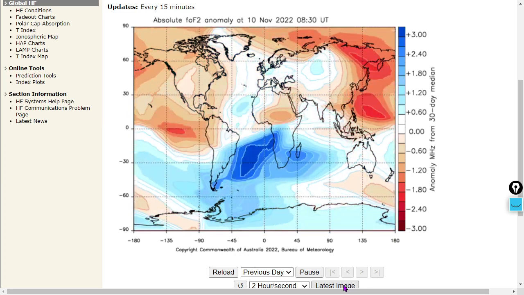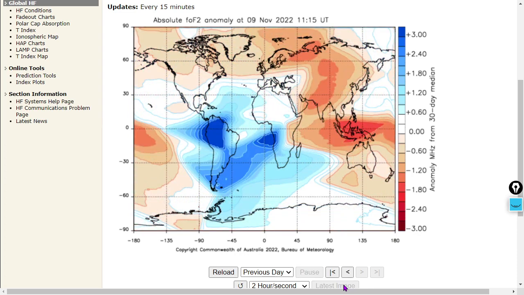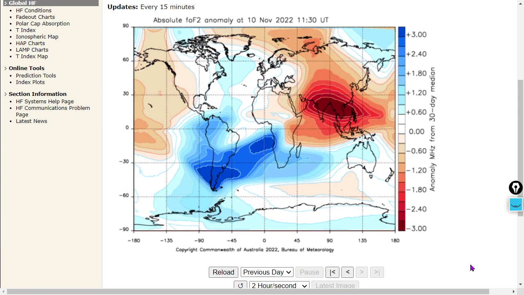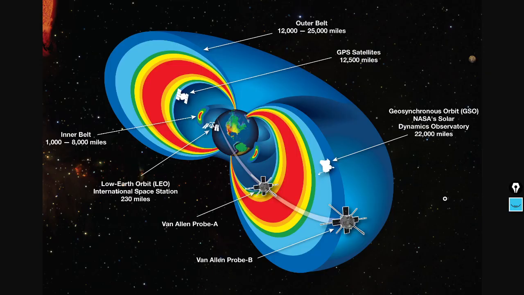Let's bring up the latest frame and move on. We don't want the video to be too lengthy. There is the latest frame. That's 11:30 Universal Time ionogram, 11:30 Universal Time anomalygram, and there you can see once again a low-frequency anomaly showing up around India and China. A low-frequency anomaly over China.